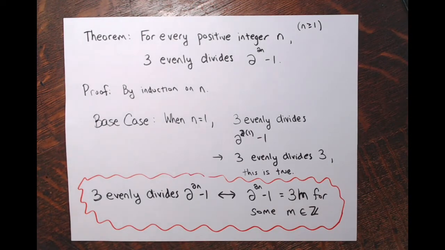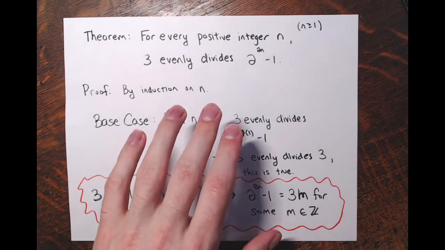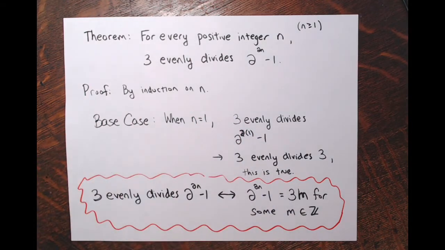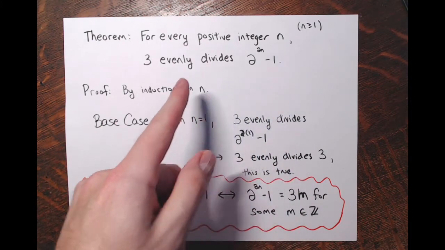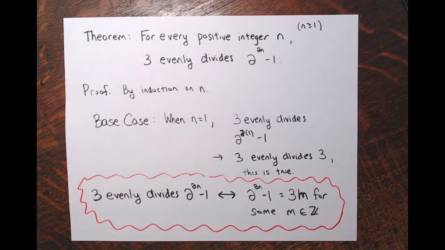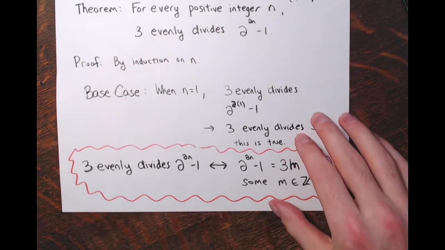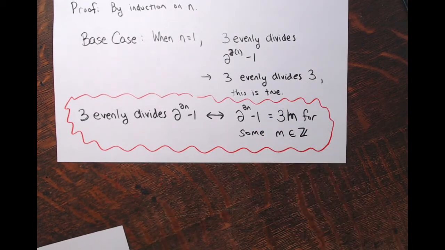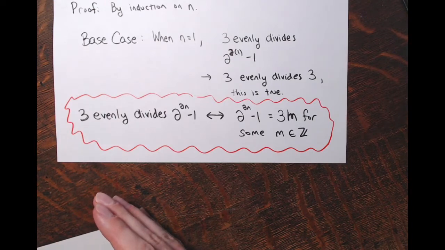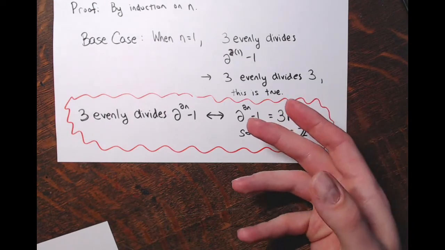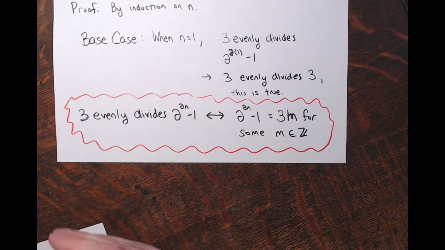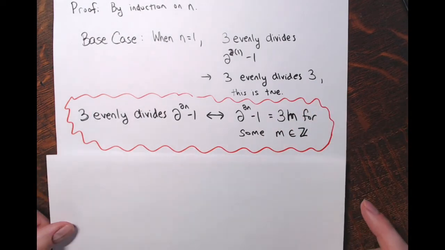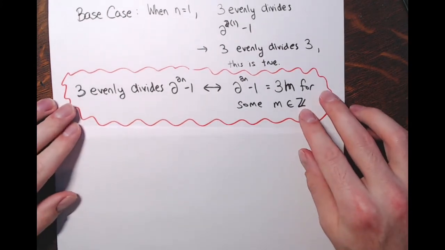Okay, so I've got the base case, where this statement is true when n equals 1. All right, now let's show that if it's true when n is 1, then it'll be true when n is 2. And if it is true when n is 2, then it'll be true when n is 3. And if it's true when n is 3, then it'll be true when n is 4, and so on and so forth. This is the inductive step.